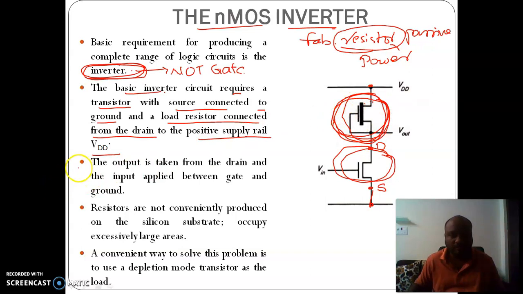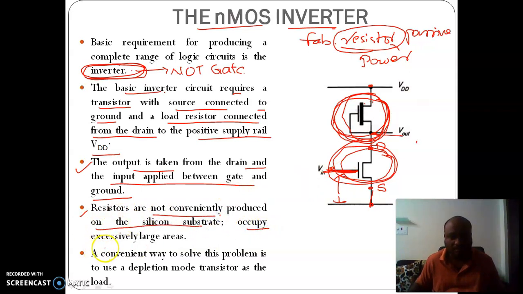The next point, the output is taken from the drain and the input applied between gate and ground. So for this nMOS inverter, output is taken at the drain terminal of the considered MOSFET and input is applied between the gate and the ground. Resistors are not conveniently produced on the silicon substrate and they occupy excessively large area. So if I use a normal resistor, these are not conveniently produced on a silicon substrate and they occupy large area.